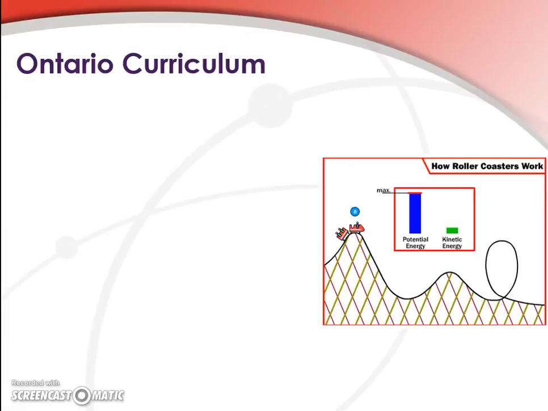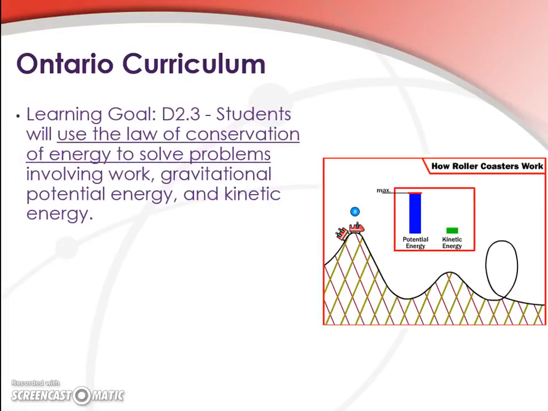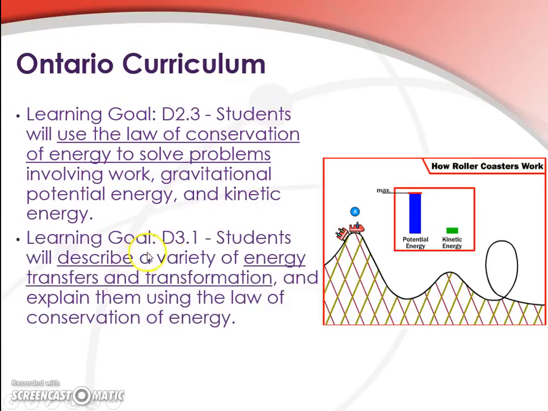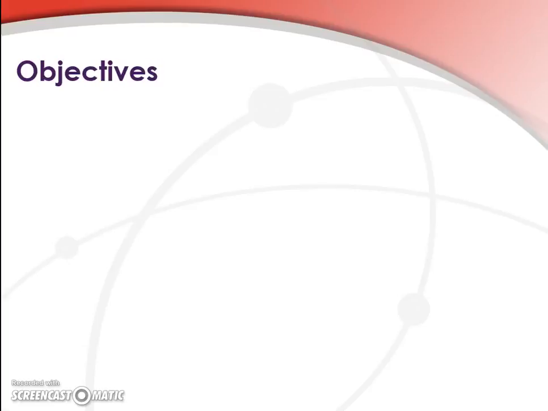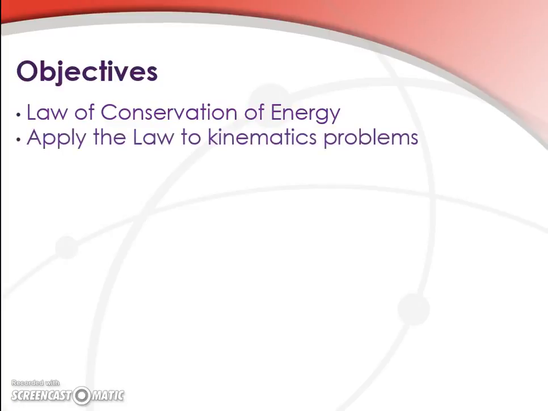A quick glance at the Ontario curriculum gives us a couple of learning goals of interest today. The use of the law of conservation of energy to solve problems involving work, gravitational potential, and kinetic energy, and describing energy transfers and transformations, and explaining them based on the law of conservation of energy. And that's what we'll cover today. A little more briefly, we're going to discuss the law of conservation of energy and apply it to some familiar problems from our kinematics unit.